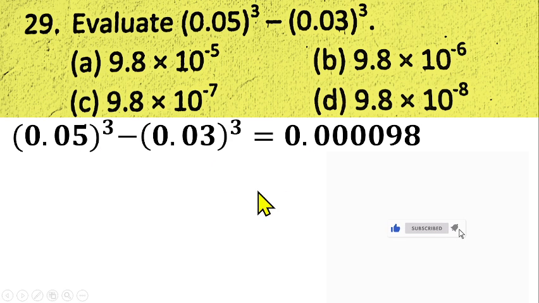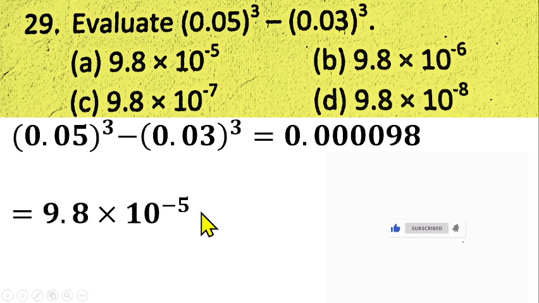Sorry, so change to standard form. You move the decimal point from where it is to here, in between 9 and 8. So you have moved 1, 2, 3, 4, 5 places. So that gives us 9.8 times 10 raised to power minus 5, which is option A.